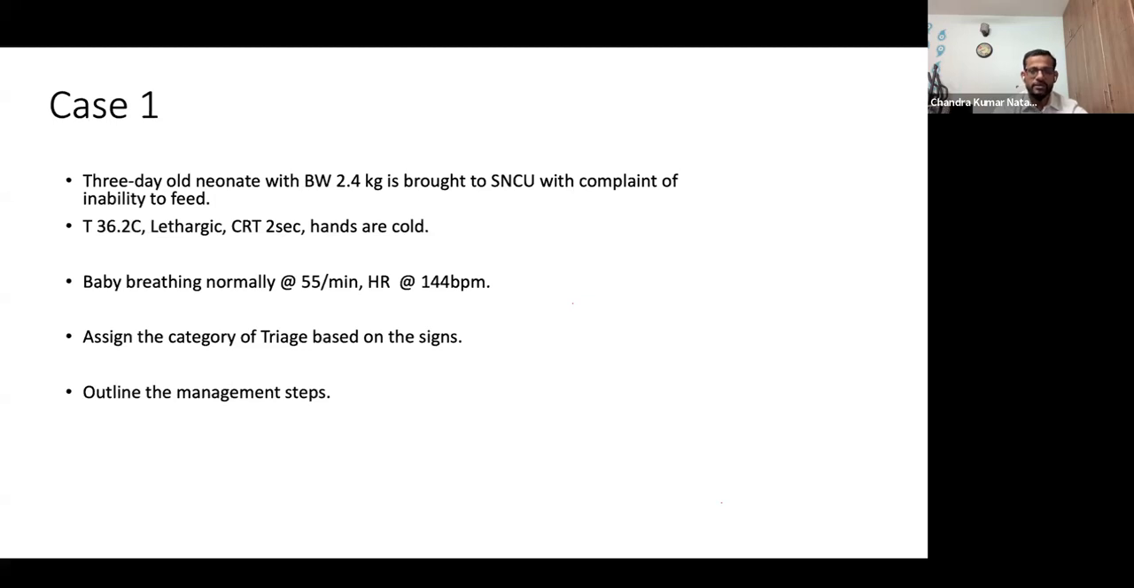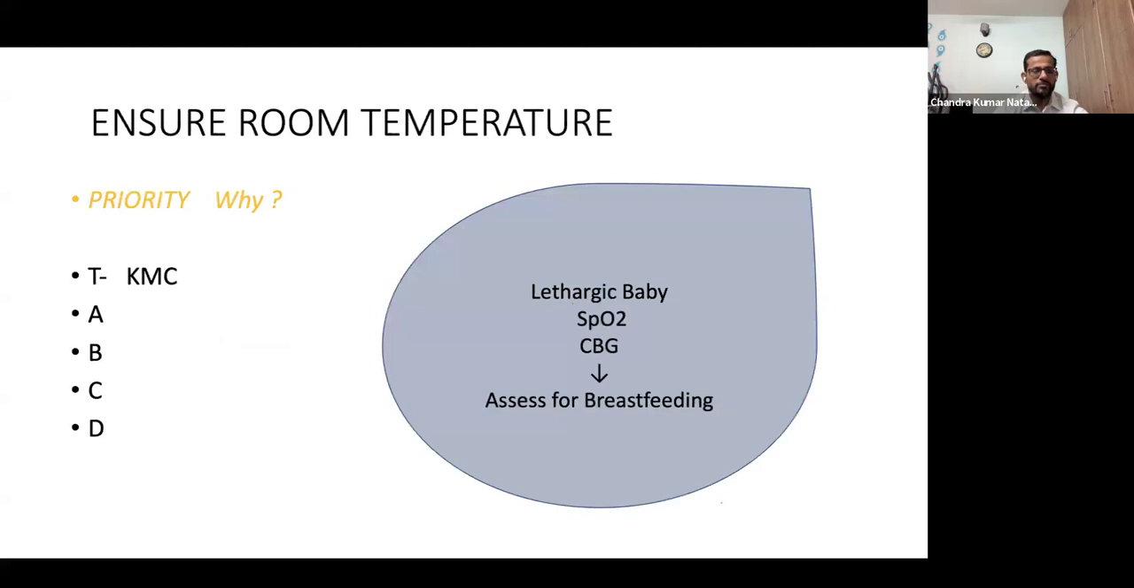So this baby needs to be provided warmth, and the appropriate treatment strategy would be to start KMC in this baby. And as the baby is lethargic, we have to look for underlying other problems also. So you should always check a capillary blood glucose in this baby and also check the saturation, and you should assess the baby for breastfeeding. So this is a priority case of baby with cold stress.